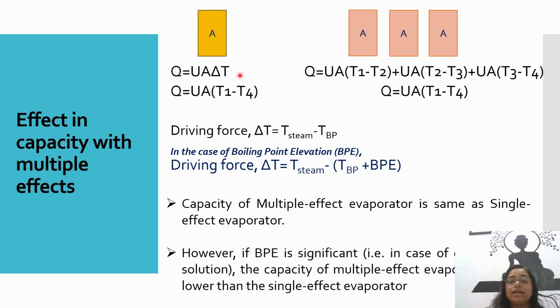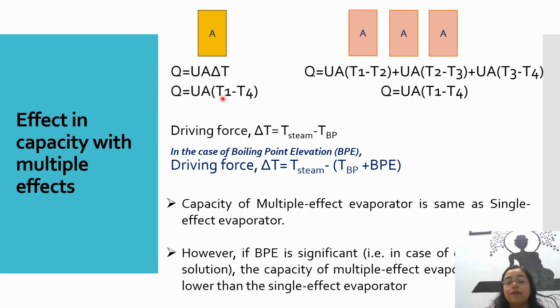Now this formula is well known to you. Q is the heat transfer, equal to the overall heat transfer coefficient into the area of the evaporator multiplied by the driving force. Driving force is nothing but the temperature difference. Suppose here the temperature difference is T1 minus T4. So this is valid for the single effect evaporator.